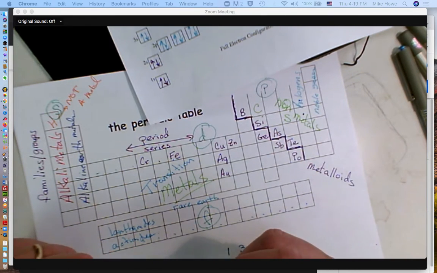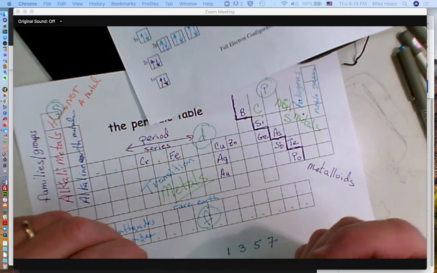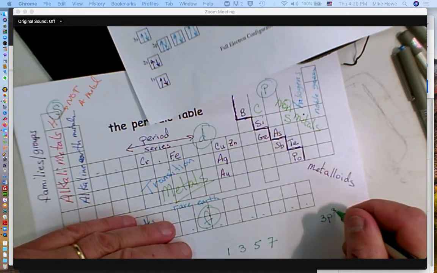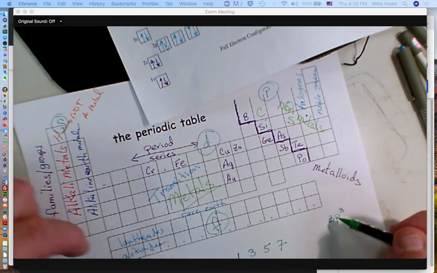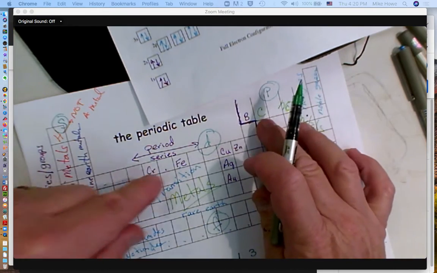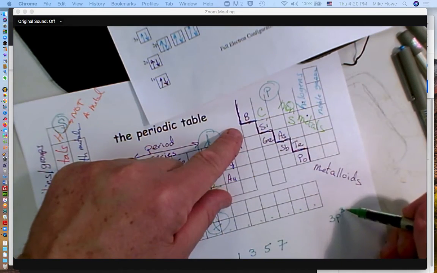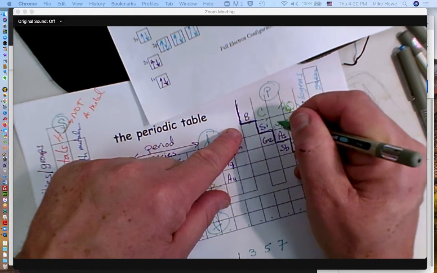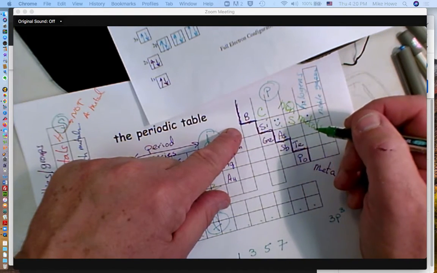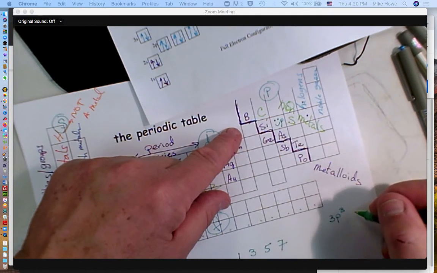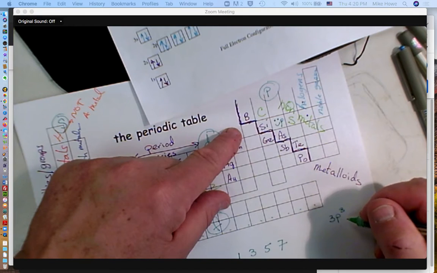After you get more familiar with it, I would be able to say something like 3P3. And you would know you're in the 3rd series, 1, 2, 3, in the P sublevel block over here. And there's 3 electrons, 1, 2, 3, so we'd be talking about this element right here. And that element is phosphorus. So 3P3 is another way to code for phosphorus.